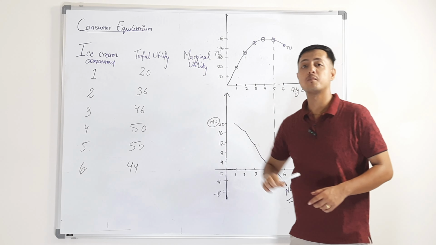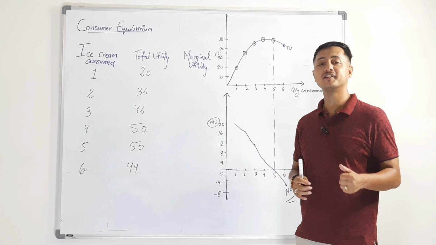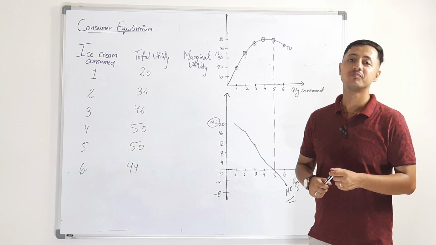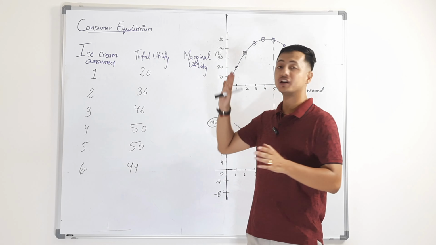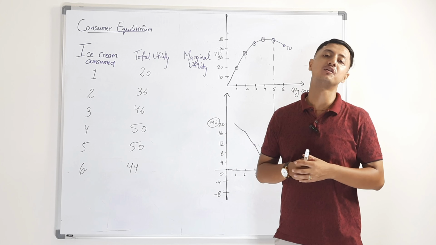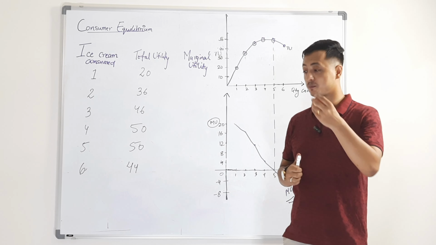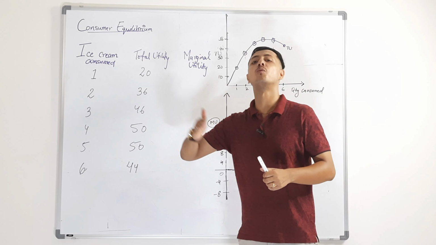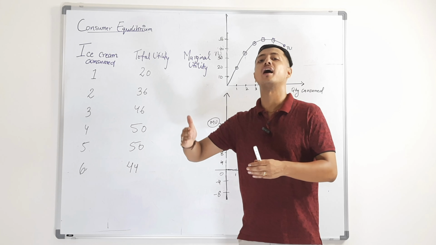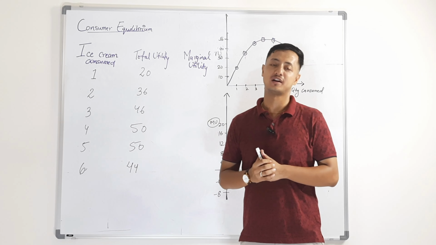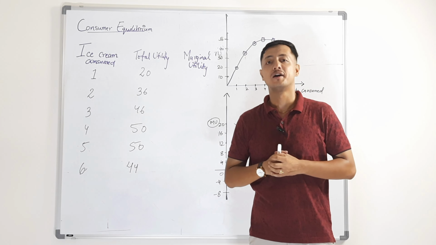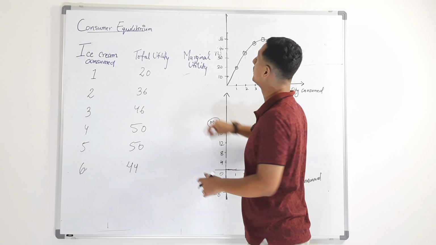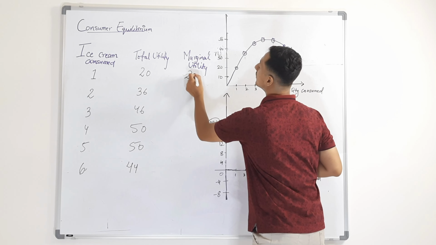So, we know what marginal utility is. Marginal utility is the addition in the utility by consuming one more unit of a commodity. As you consume one more commodity, how much extra additional utility are you deriving? That is shown by the marginal utility. So here, marginal utility will be 20.